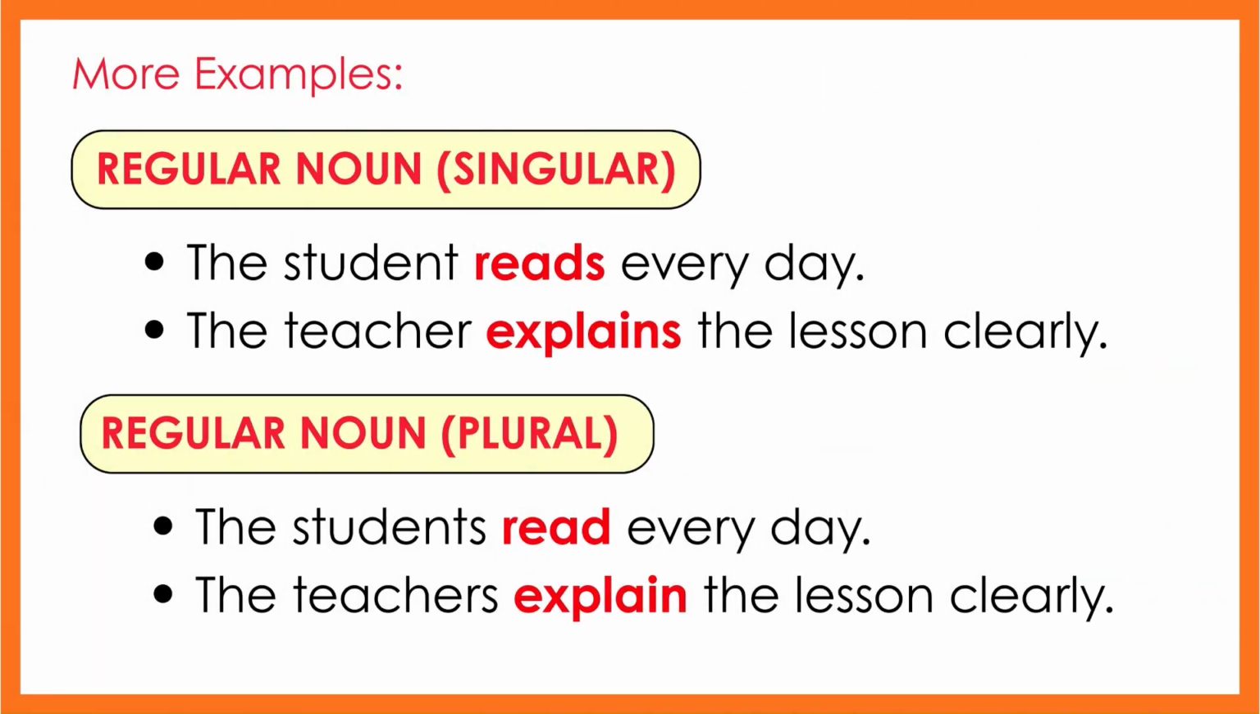Let us look at more examples using regular nouns. Singular nouns. These refer to one, so they use verbs with s or es. The student reads every day. The teacher explains the lesson clearly. Plural nouns. These refer to more than one, so they use the base form of the verb. The students read every day. The teachers explain the lesson clearly. Remember, always match the verb with the subject to form correct sentences.